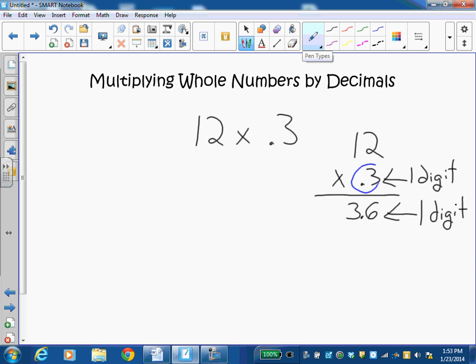This is like 30 cents out of $1. That's not even a whole dollar. You would need a whole dollar to multiply it times 12 just to get back to 12. So just like with fractions, if you multiply a whole number times something less than 1, your answer is going to be less than the whole number you started out with. So we end up with something smaller than 12. We end up with 3 and 6/10.